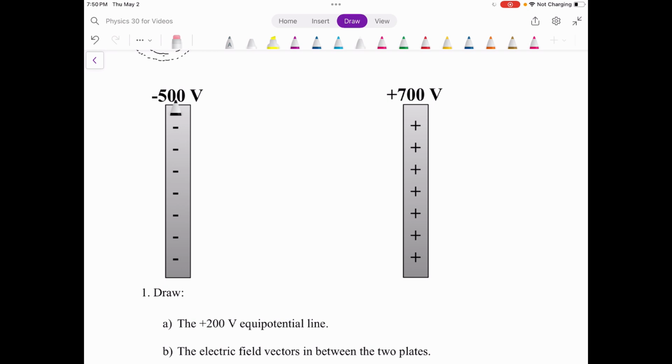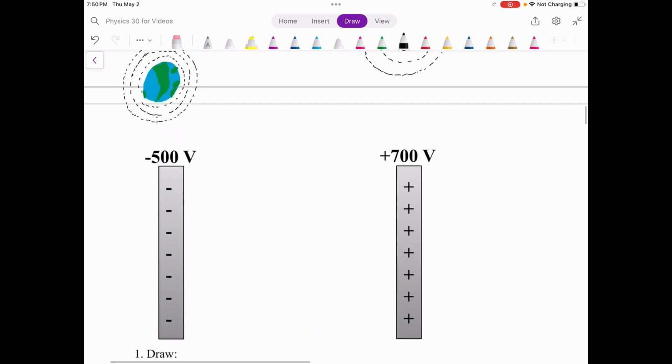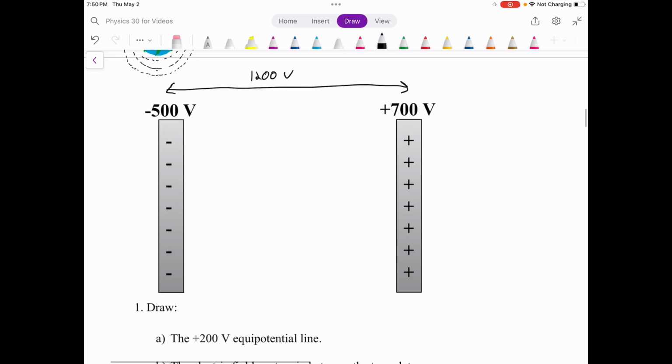So let's just think about this a bit. We've got to go all the way across the plates. What's the voltage across the entire plates? What is the change in potential energy per coulomb of charge if you were to go all the way from here to here? Well, it's 1200 volts, right? 500 to get to 0, and then another 700 to get to plus 700. So based on that, if we were to split this up into 12 even slices, essentially, we could count out where the plus 200 volt equipotential line would be.